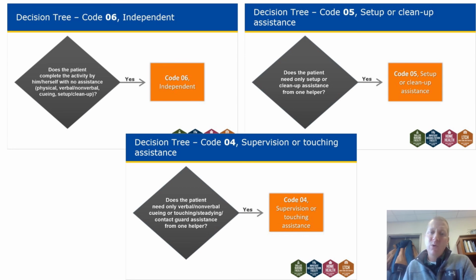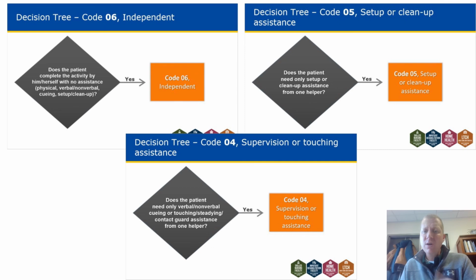Okay, if you answer no, they need physical assistance or some nonverbal cueing or help with setup or cleanup, then you would go to code 5. Does the patient need only setup or cleanup assistance from one helper? So this is maybe somebody bringing them their food, setting it on their nightstand, opening up their carton of milk, and then being able to let them finish up from there. So that would be assistance for setup, right? So if yes, that's all you do, then you would code them a 5, meaning setup or cleanup assistance.